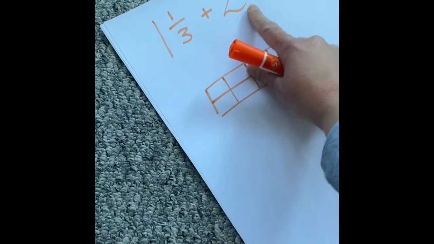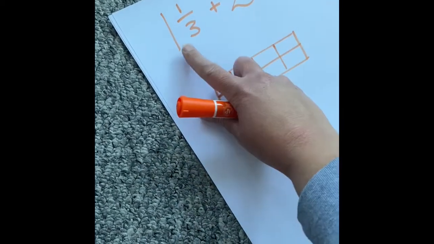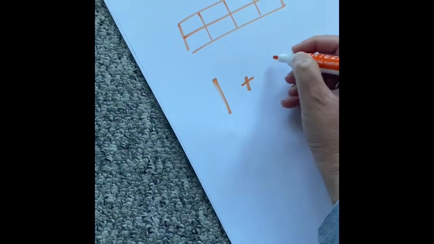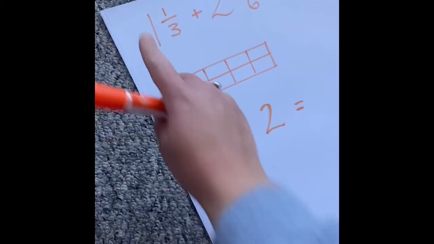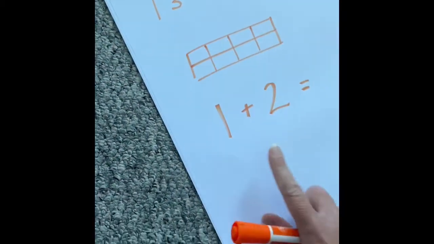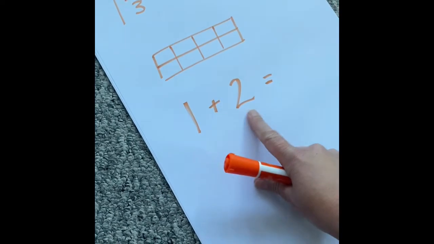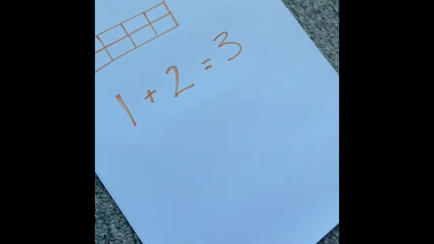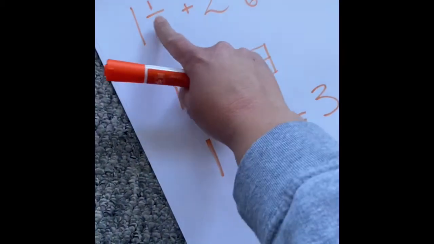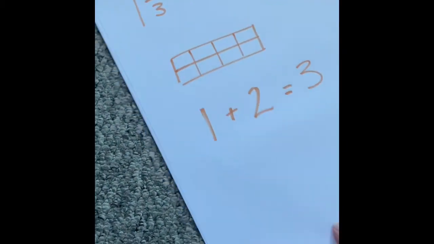So the first thing to remember here when we're adding mixed numbers is to have a think about adding these wholes. So I'm adding my wholes together. I've got 1 whole and 2 wholes. So I can do a calculation down the bottom here of 1 plus 2 equals 3. I then need to think about 1/3 and 1/6.